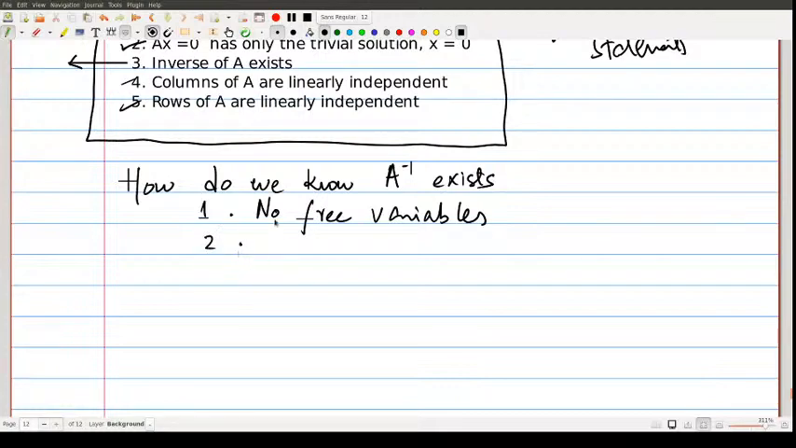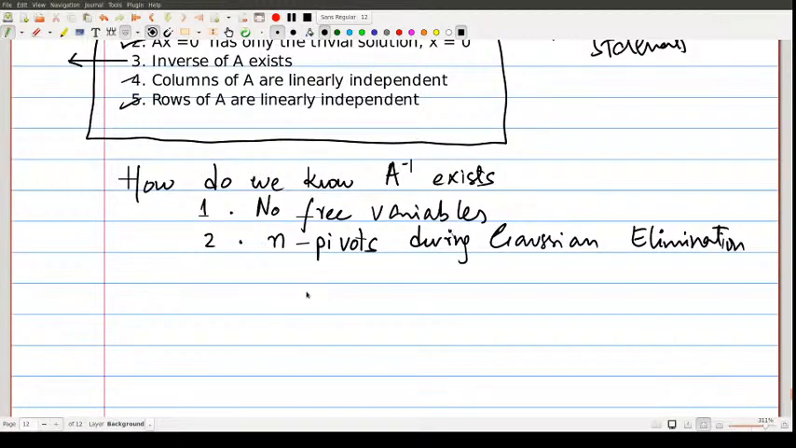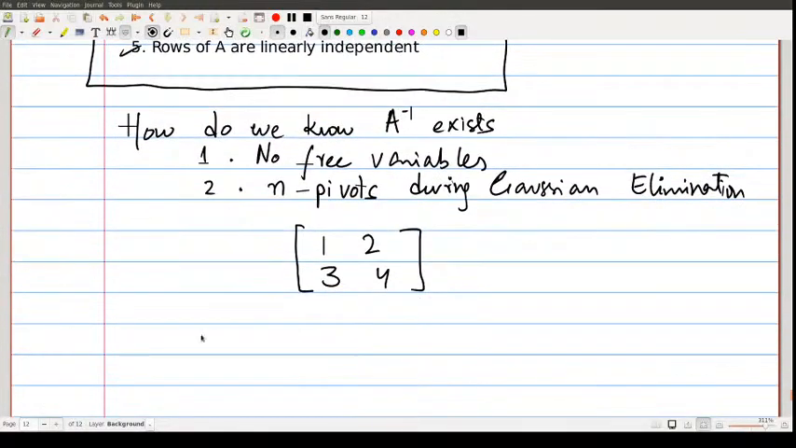We have no free variables when we have n pivots during Gaussian elimination. So if we're able to find n pivots during Gaussian elimination, then I know for sure that I'm going to get A inverse, because I won't get any free variables. So let's look at this simple matrix, 1, 2, 3, 4, and apply some Gaussian elimination on it.